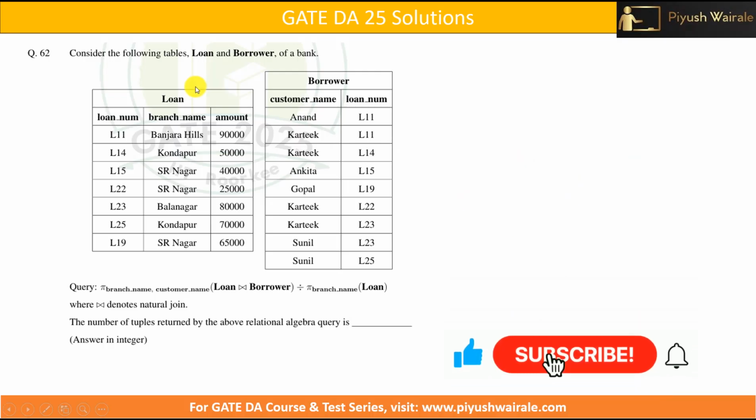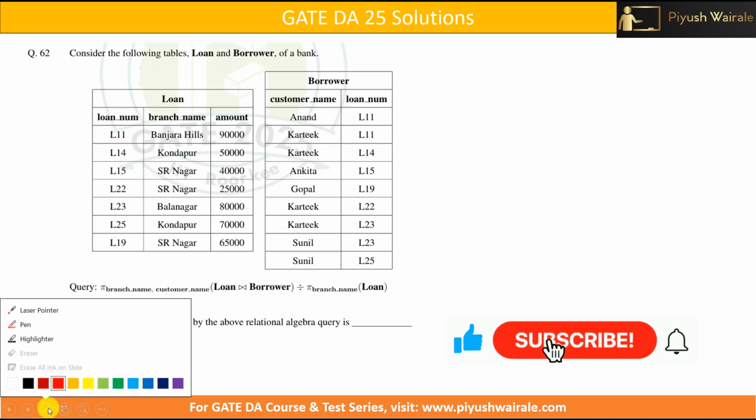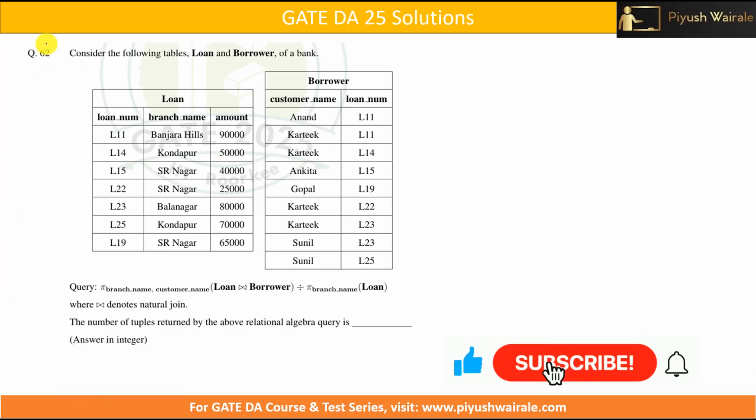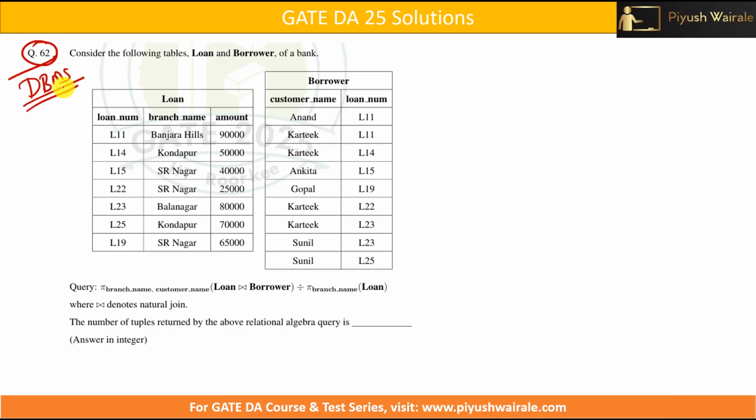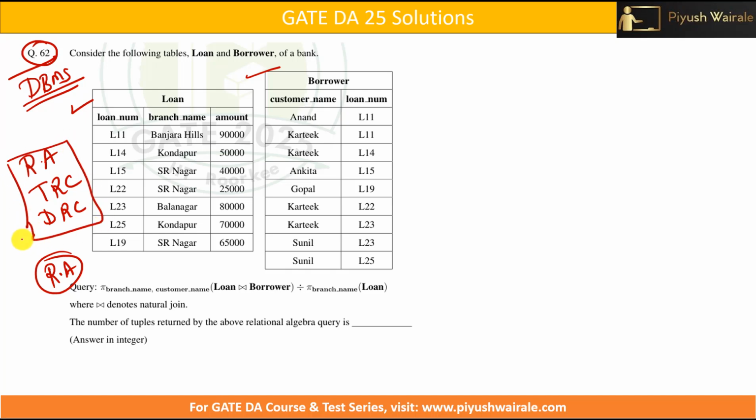Hello everyone. In this video, we are going to discuss question number 62 of the GATE DA25 exam, and this question is based on the DBMS subject, SQL part. Here we have two tables, loan and borrower, and a query is given to us. This is basically a relational algebra query. I hope everyone knows what relational algebra, tuple relational calculus, and domain relational calculus are. You should know all three.